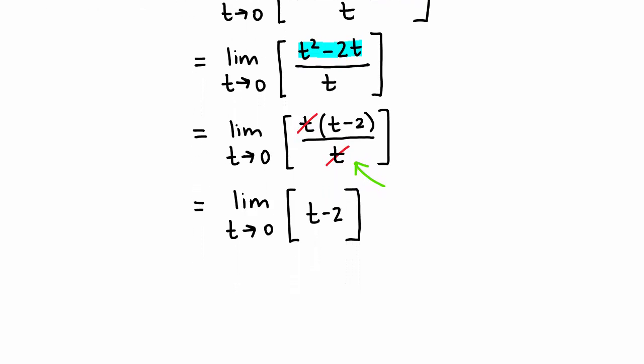Let me just buy myself a bit more room. All I need to do is finish up by saying, okay, now since that factor of t has been canceled, I'm going to try to plug in that limiting value one more time. And when I do, I get 0 minus 2, which is minus 2. And therefore, the limit is minus 2.